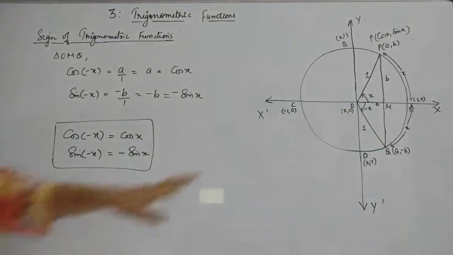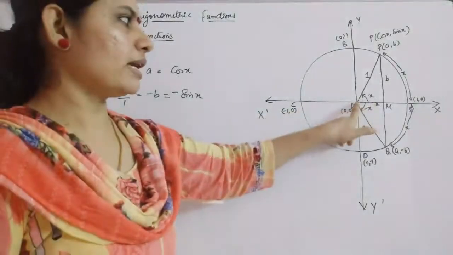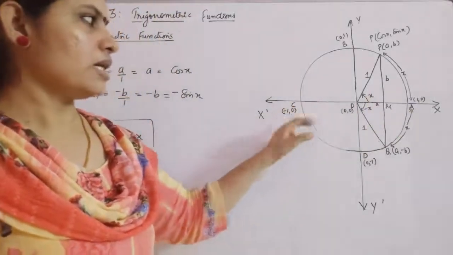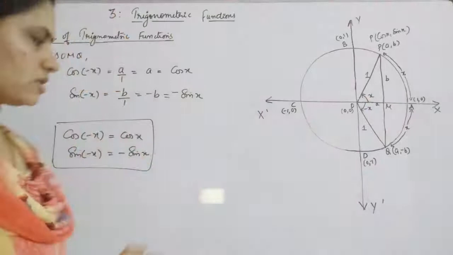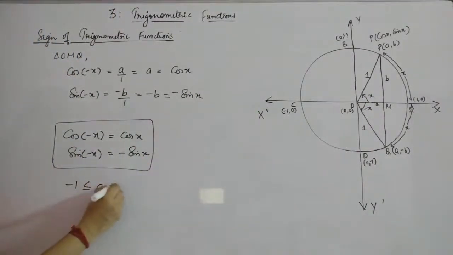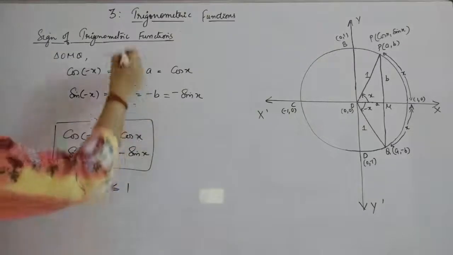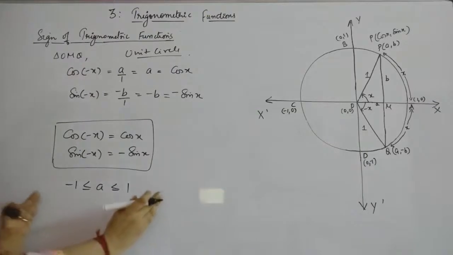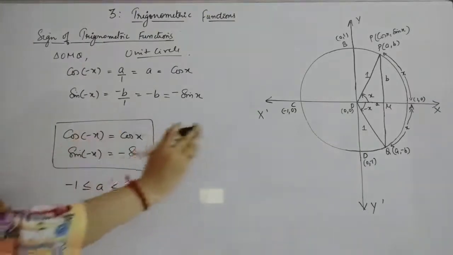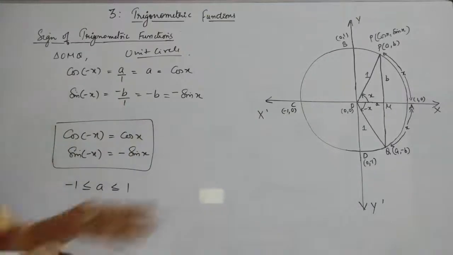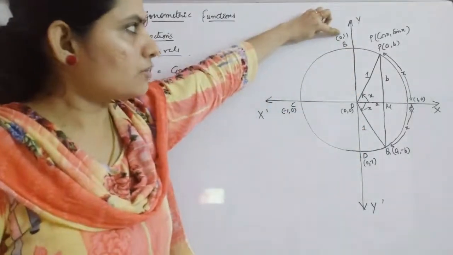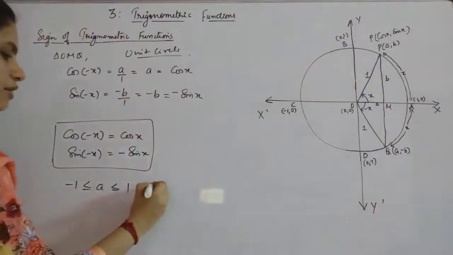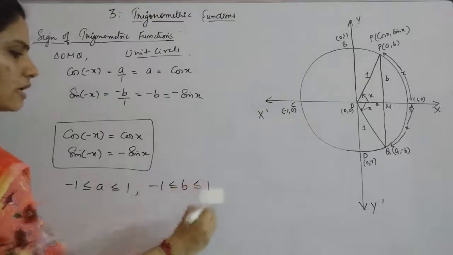Again, you can see in the figure that the value of a can range up to 1, and the minimum can be minus 1. So a ranges between minus 1 and 1, that is, minus 1 less than or equal to a less than or equal to 1. Why? Because you are considering a unit circle, so on the x-axis you go from minus 1 to 1. Now for the b value on the y-axis, again the maximum is 1 and the minimum is minus 1. So the value of b also ranges between minus 1 and 1.